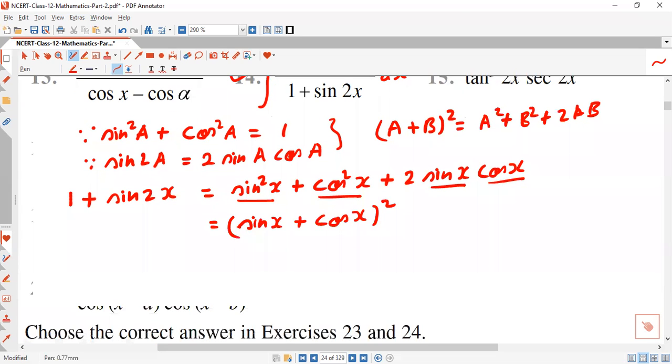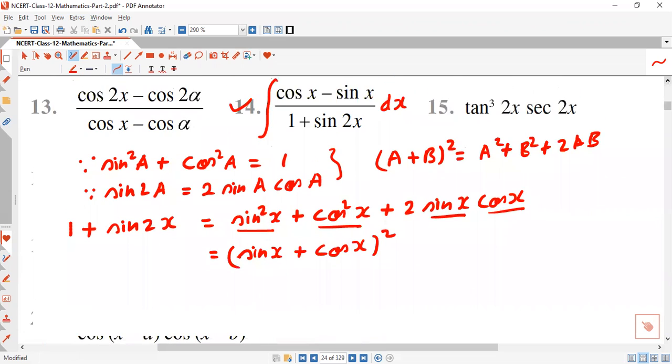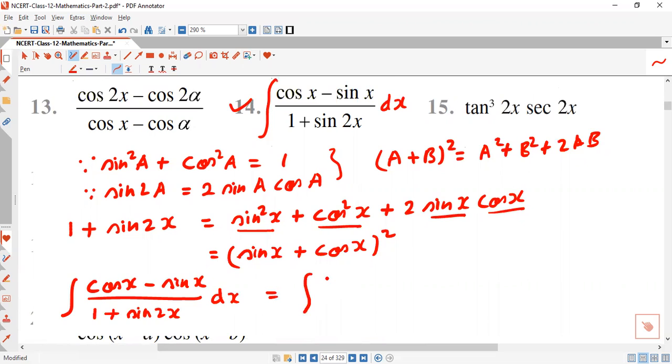So I want to say this integration becomes what? Write down the integration first. This is cos x minus sin x upon 1 plus sin 2x dx, which can be written as cos x minus sin x upon 1 plus sin 2x dx.